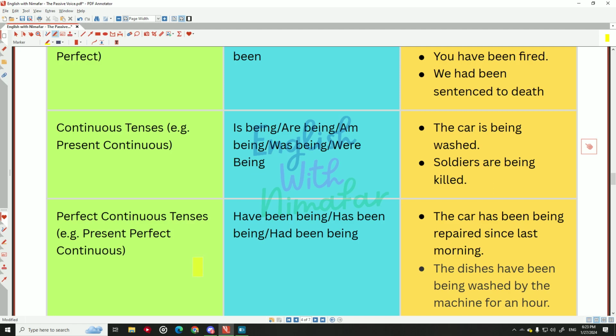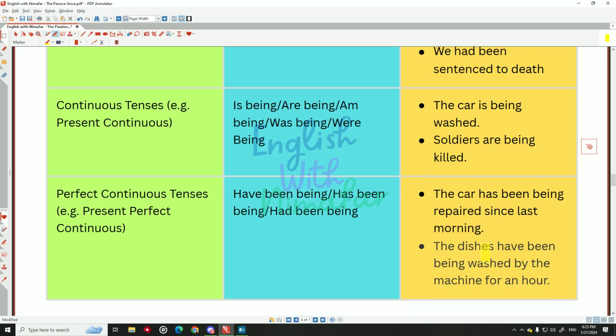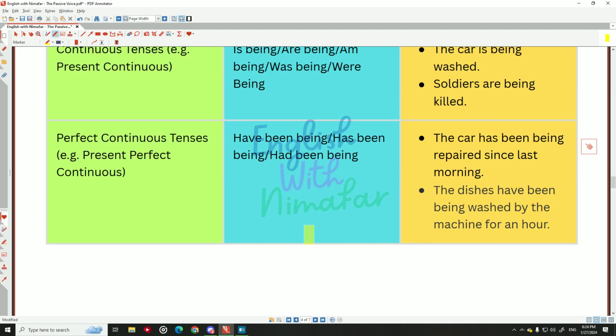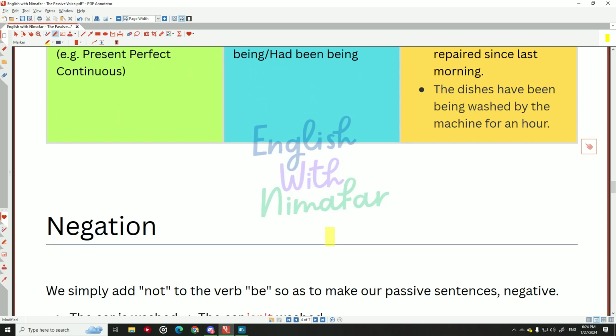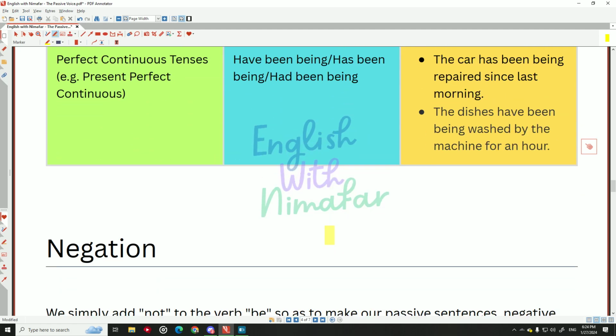And we have perfect continuous tenses, like past perfect continuous, present perfect continuous. We use have been being, has been being, will have been being for future. The car has been being repaired since last morning. The dishes have been being washed by the machine for an hour. Actually we have a dishwasher to wash the dishes, so we can say that too. So this is about the use of be.